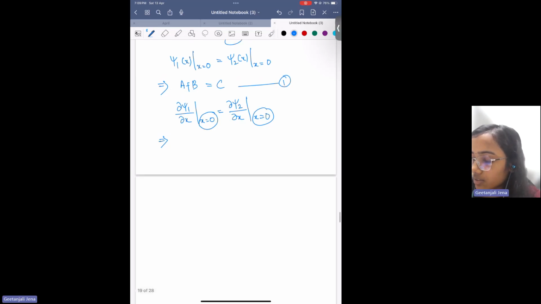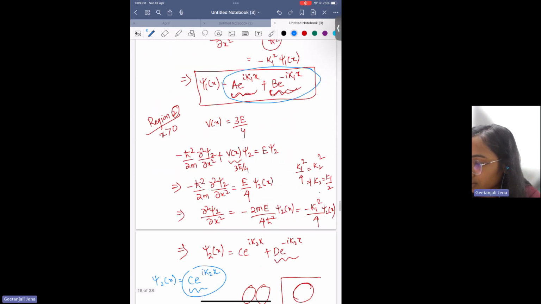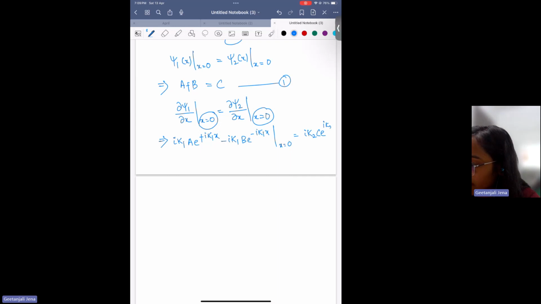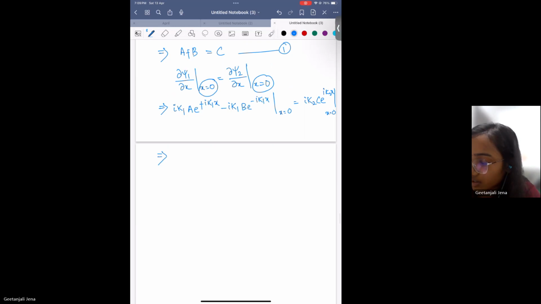So if you take the derivative, you will get ik1 a e to power ik1x, let me see, a plus b. So this will be plus and minus ik1 b e to power minus ik1x at x equal to 0, and this one is ik2 c e to power ik2x at x equal to 0. Now you can put the value for x, which is 0. So you will get ik1 (a minus b) equal to ik2 c.